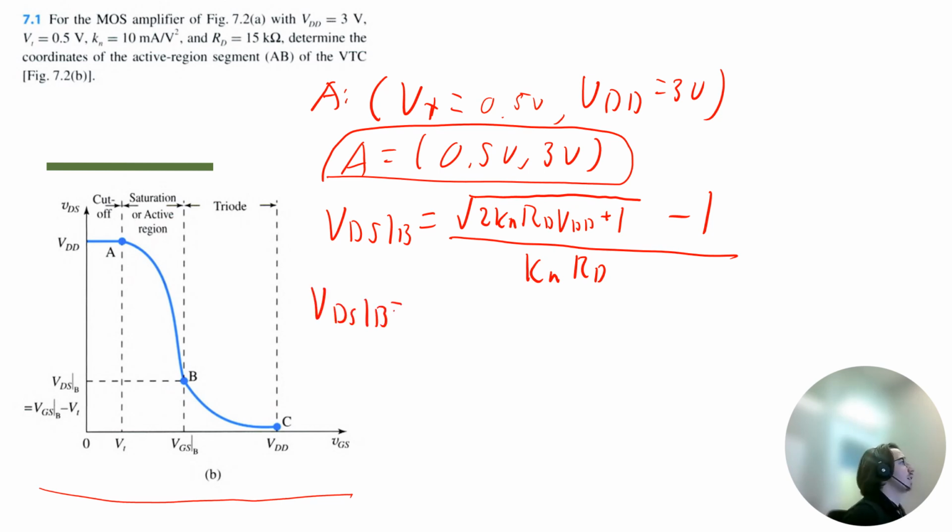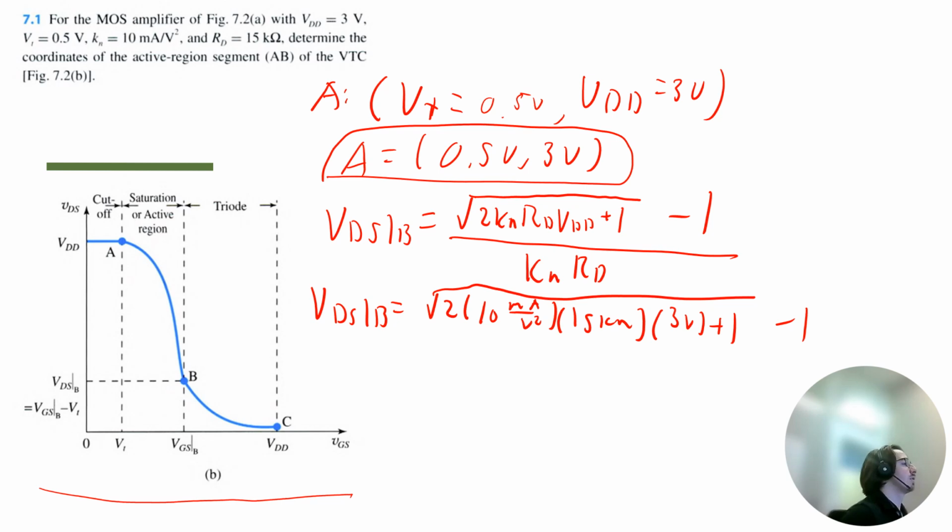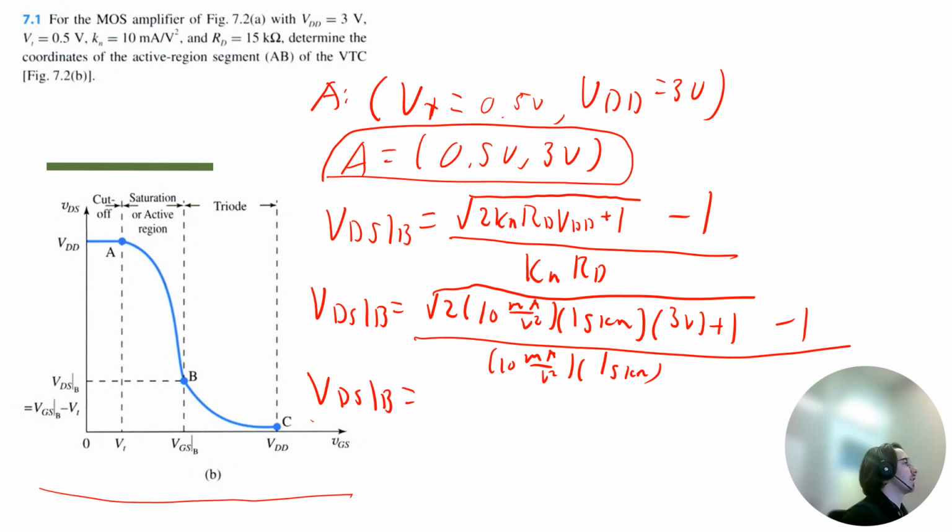So VDS at B is equal to the square root of 2 times 10 milliamps per volt squared times the resistor, 15 kiloohms. Note that milliamps is 10 to the power of negative 3, and kiloohm is 10 to the power of 3, so those powers will cancel out. VDD is 3 volts plus 1, all that under a square root, minus 1, all of that divided by 10 times 15. So I calculate VDS at B to be equal to 0.193 volts.